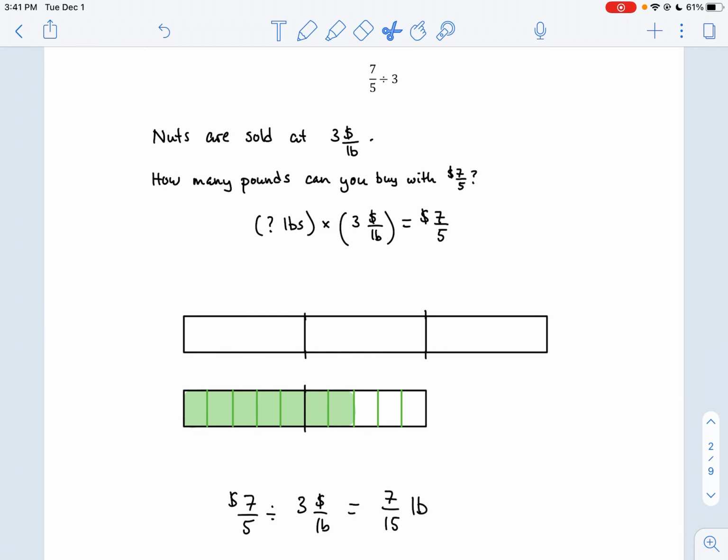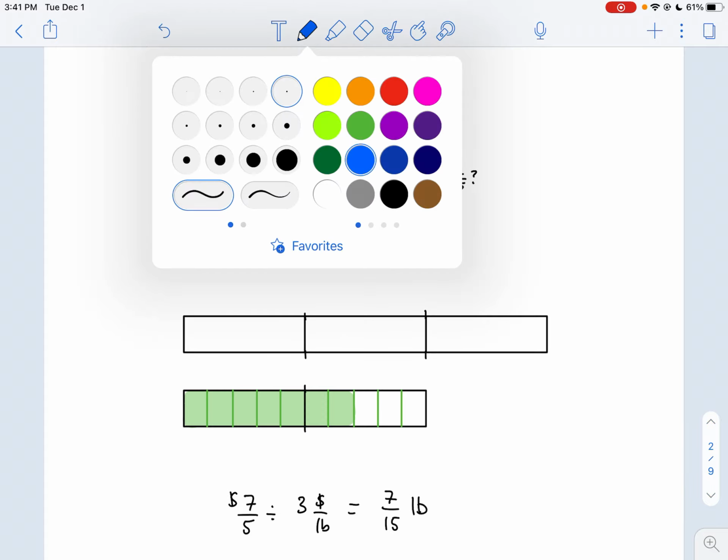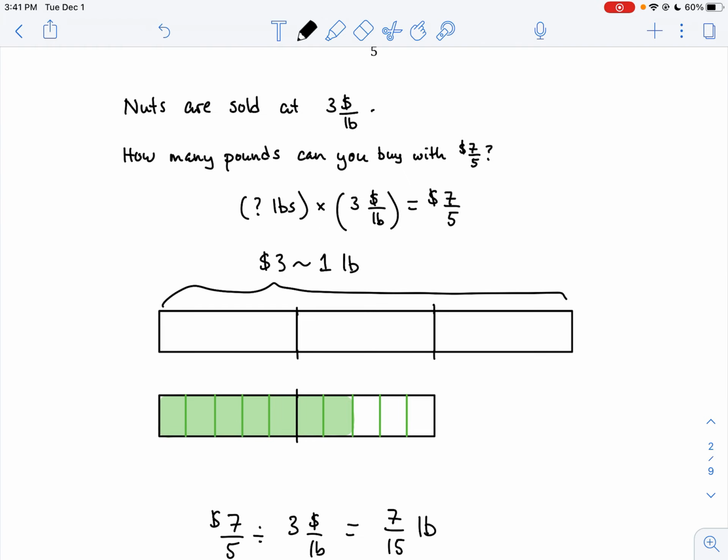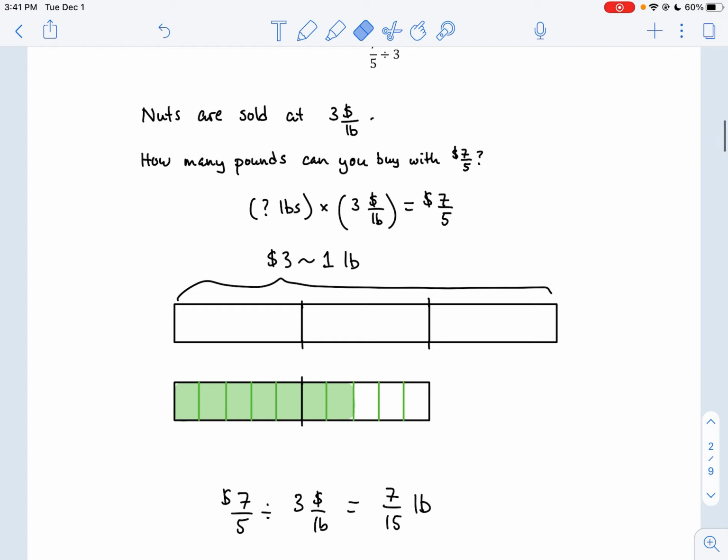Now, there are lots of ways to model this. I'm going to model it by drawing the $3 that corresponds to a pound and the 7/5 dollars that I actually have. So in this first drawing, we have $3, which corresponds to 1 pound. That means each of these blocks right here is $1.